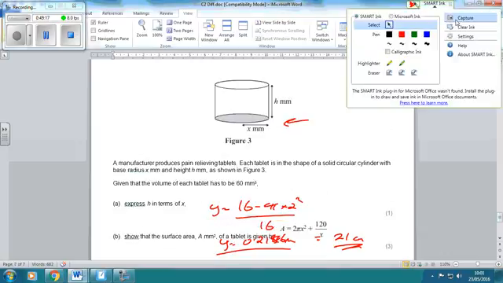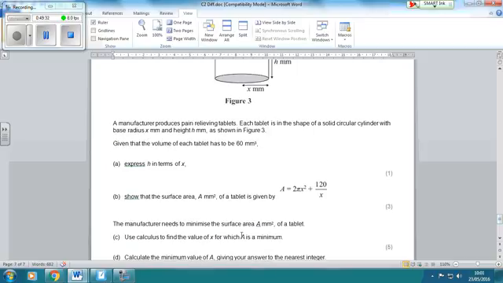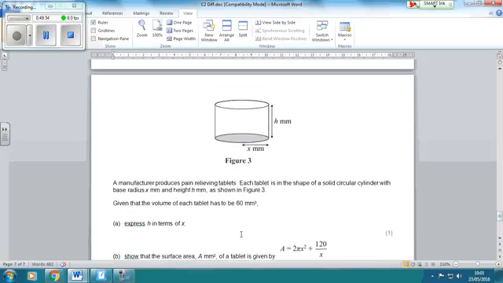So for the first two, I've been able to manipulate the algebra to get this, and once we've manipulated the algebra, all we're going to do is find the minimum using calculus. So therefore, we're going to differentiate it to equal 0.